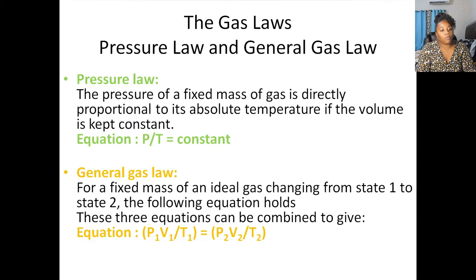Pressure law: the pressure of a fixed mass of gas is directly proportional to its absolute temperature if the volume is kept constant. So here we have P over T equals a constant. Usually you will have P1 over T1 equals P2 over T2. Then we have the general gas law. For a fixed mass of an ideal gas changing from state 1 to state 2, the following equation holds. These 3 equations can be combined to give P1 V1 over T1 equals P2 V2 over T2.